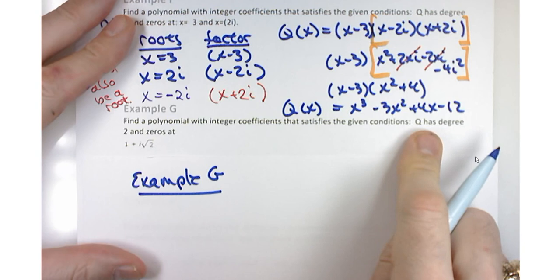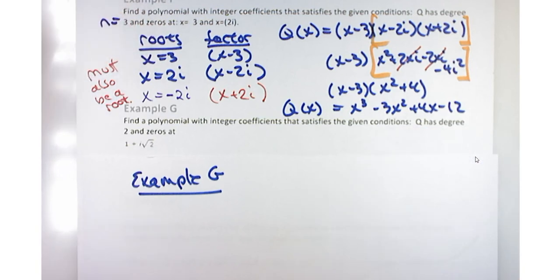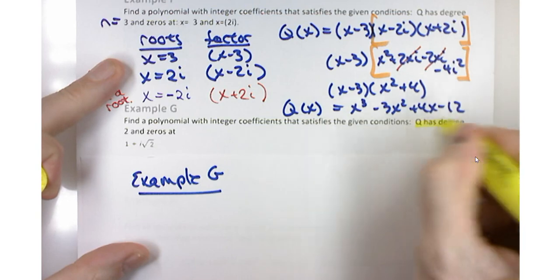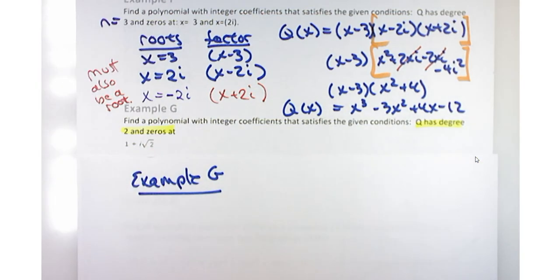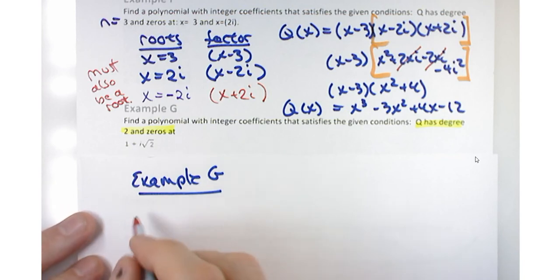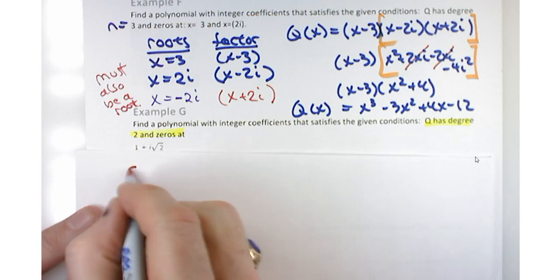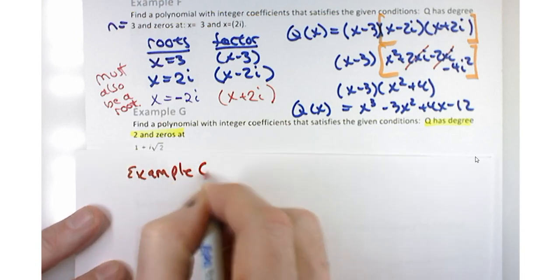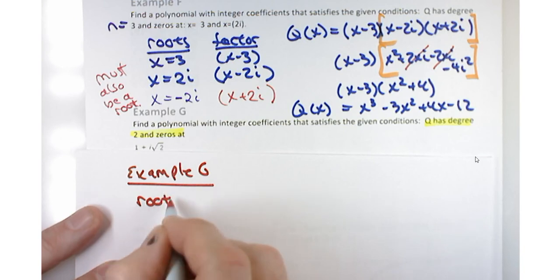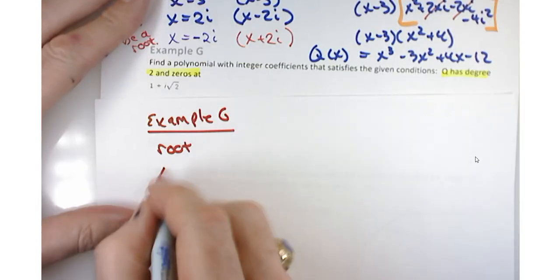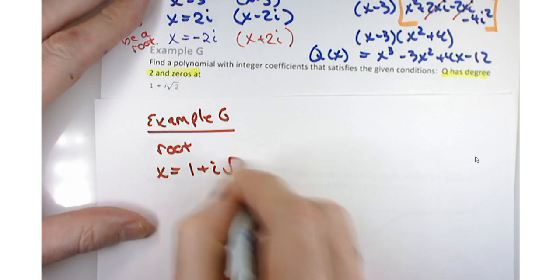This one's a little bit more generous in that Q has a degree 2. So that's something nice to notice. Q has degree 2. All right, good. And it's got a root at 1 plus i times the square root of 2. All right, so let's see. How do I get this? Example G. Root x equals 1 plus i times the square root of 2.